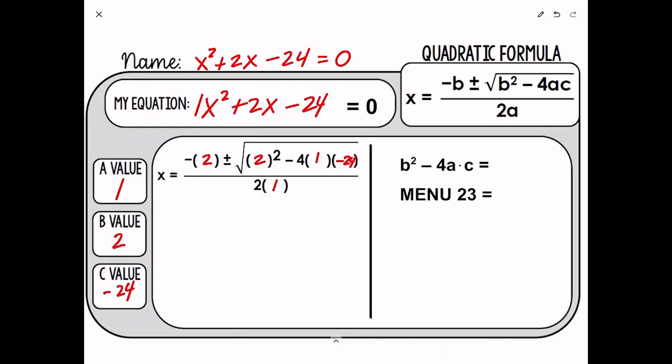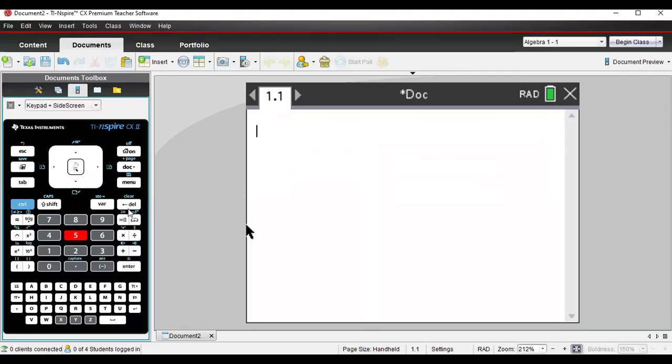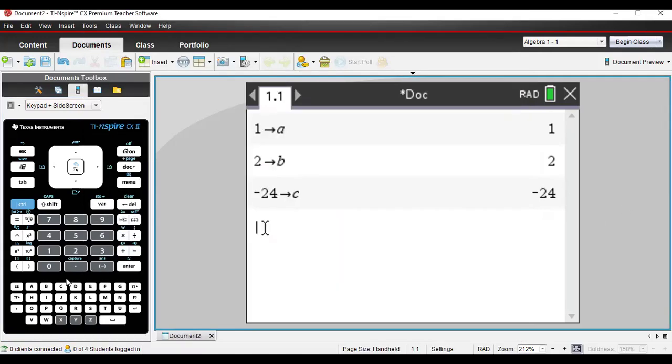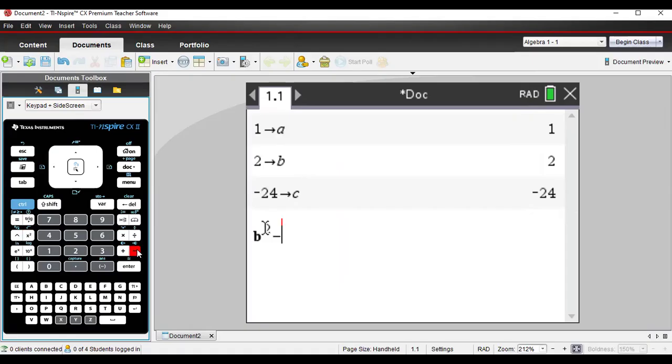Now, just like we've done in the other videos, we're going to get the calculator. And now we're going to store the A, B, and C values into those particular letters. So we're going to have 1, and we're storing that into A. We're going to put 2, and we're going to store that into B. And then we're going to take a negative 24, and we're going to store that into C. Press enter. Now, just like we've done before, we're going to focus on the b squared minus 4ac part. So let's enter that: b squared minus 4a times c, and then we press enter.